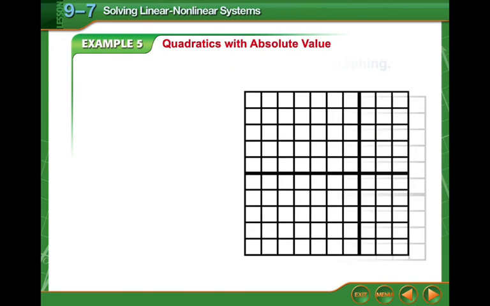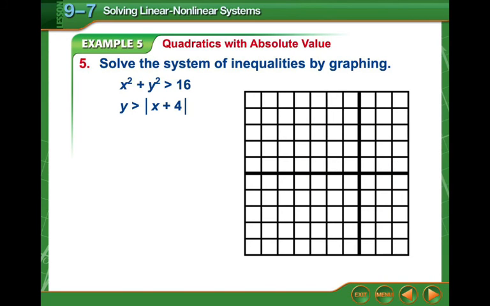Got one more of these to take a look at. This one involves an absolute value function. We haven't seen those in a while. But we've got a circle first. Again, it's centered at the origin. This time the radius is the square root of 16, which is 4.